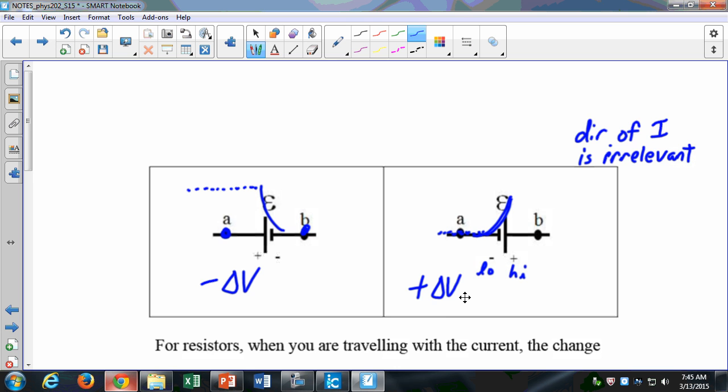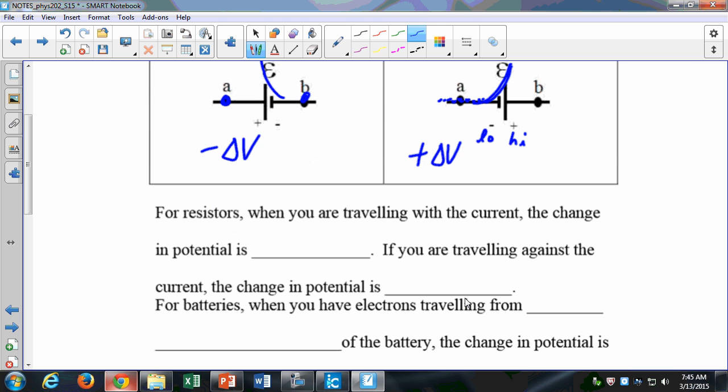All right, so for resistors, when you're traveling with the current, the change in potential is, what is it if you're going with the current? It's negative, right. So it's negative. If you're traveling against the current, the change in potential is positive.